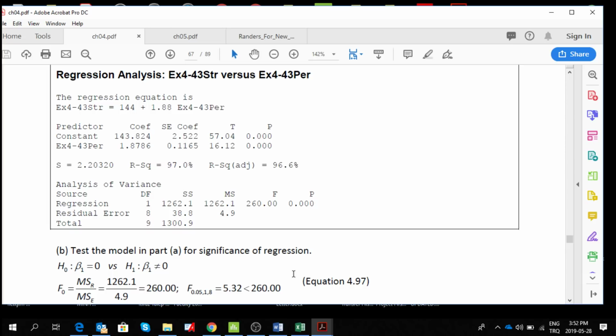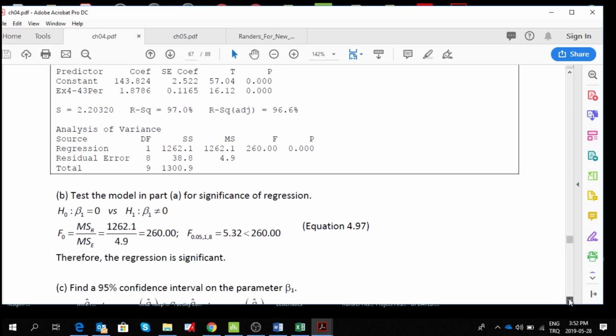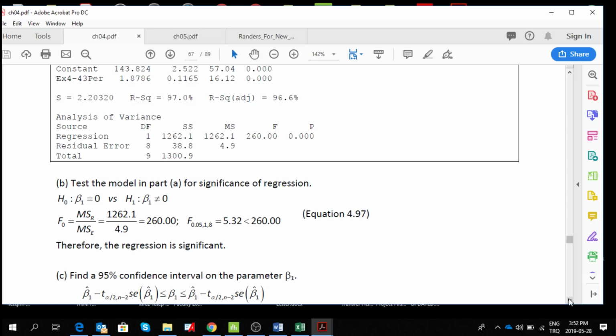Okay, so it says test the model in part A for significance of regression. For the regression, we are going to test whether beta 1 is equal to 0 or not, because if beta 1 is equal to 0, then there is no relationship between y and x, right? So our alternative hypothesis is beta 1 is not 0. Hopefully we are going to get that. We have the F test for it: F0 is equal to MSR over MSE. MSR, we can find from here.